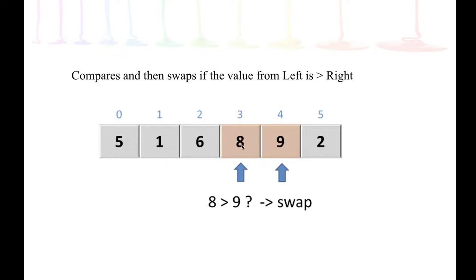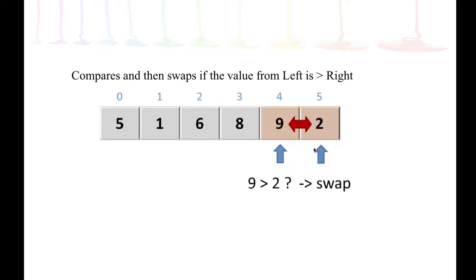So that's what we have: 5, 1, 6, 8, 9, 2. Is 8 greater than 9? Absolutely not. So those numbers are going to stay the same. And then it's going to say, is 9 greater than 2? Absolutely. 2 is going to move over here and 9 is going to move here. So that's exactly what happened.